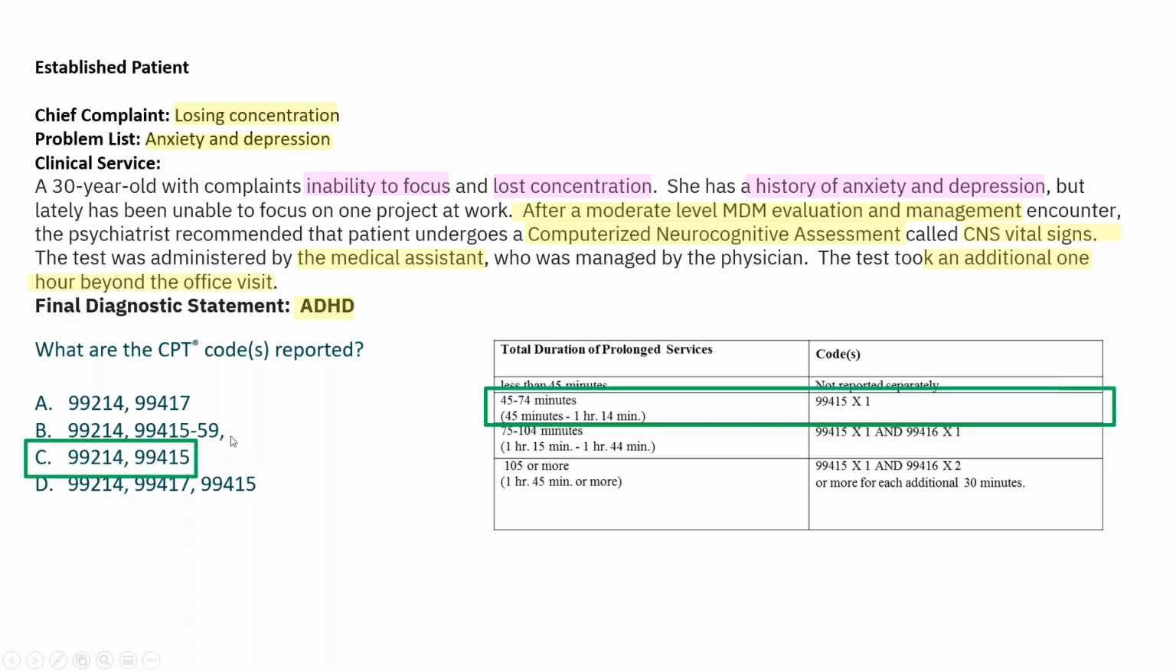And the reason why B is not our answer is because 99415 is an add-on code. You don't put a 59 modifier on an add-on code. Just thought I would remind you.